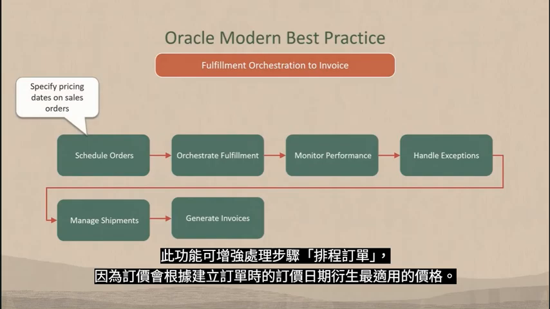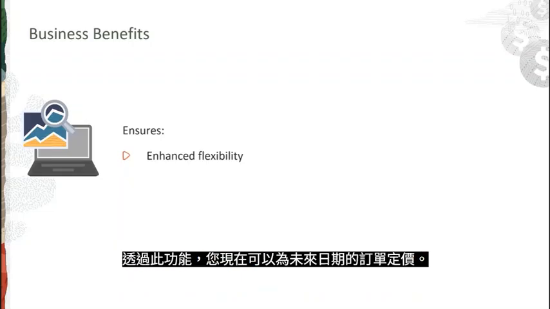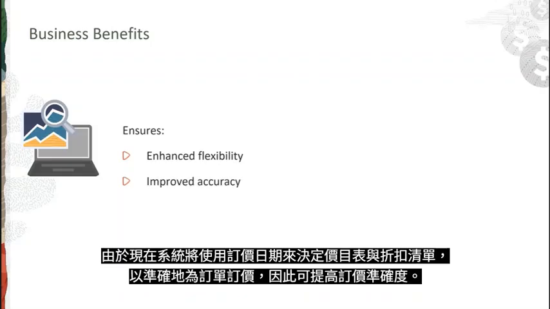This feature enhances the process step, schedule orders, as pricing derives the most applicable price as per the pricing date when creating the order. Let's talk about business benefits. The flexibility to define a custom pricing date helps in the business scenarios where the price for an item changes over time, but the original customer commitment needs to be honored. With this feature, now you can price the orders for a future date. Pricing accuracy is improved, as now the system will use the pricing date to determine the price list and discount list to accurately price the order.